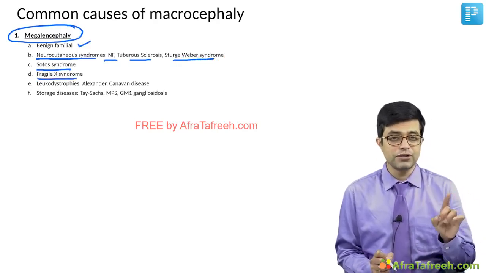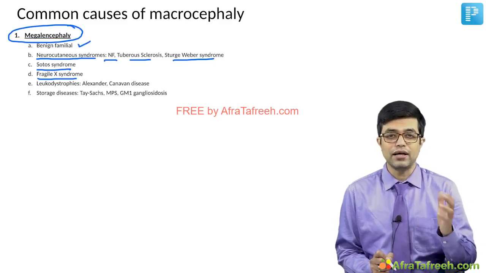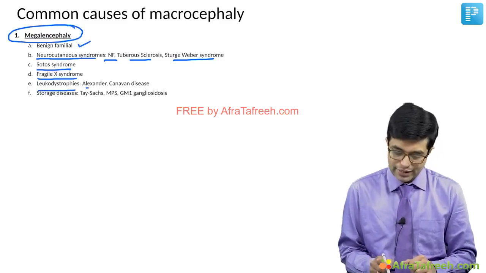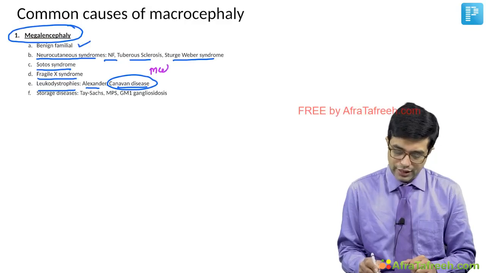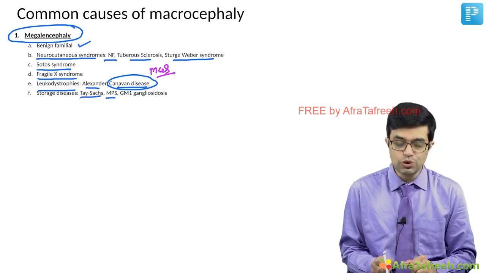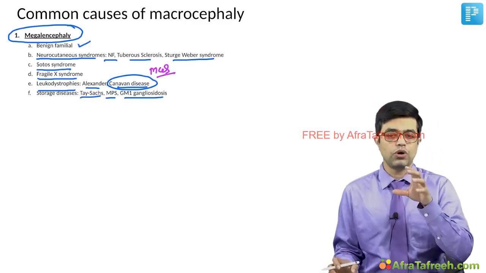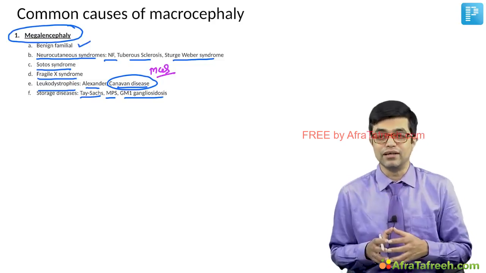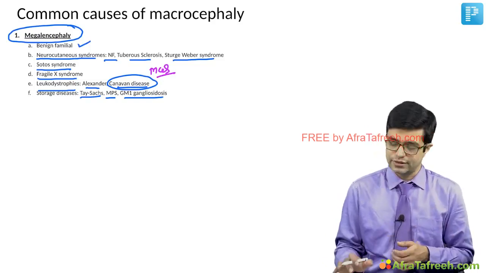Remember that in Fragile X syndrome, children are mentally retarded, but they have large ears, large testes and a large brain as well. It can be seen in leukodystrophies like Alexander and Canavan disease. Canavan disease, you can mark, is an old MCQ already asked. And it can occur in storage disorders like Tay-Sachs disease, mucopolysaccharidosis and GM1 gangliosidosis. So the first group of causes is megalencephaly, where the size of the brain tissue itself is large. So the head is large in size.